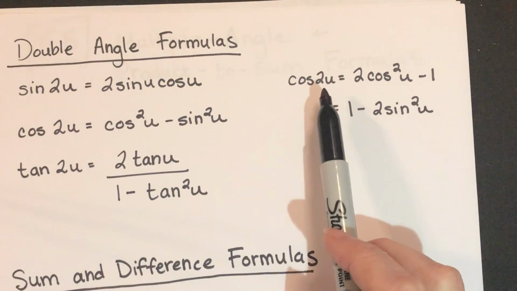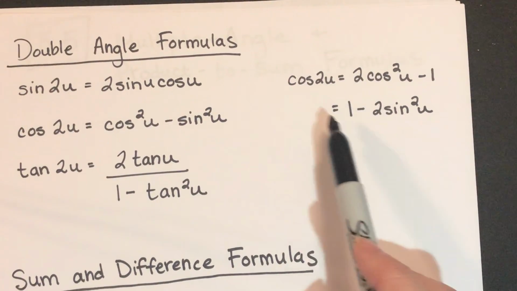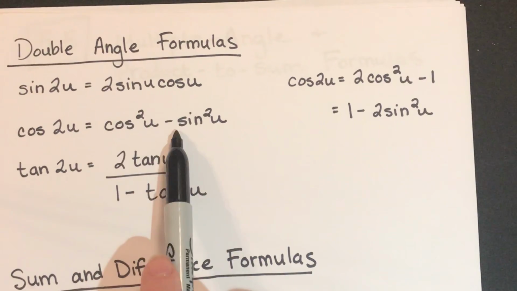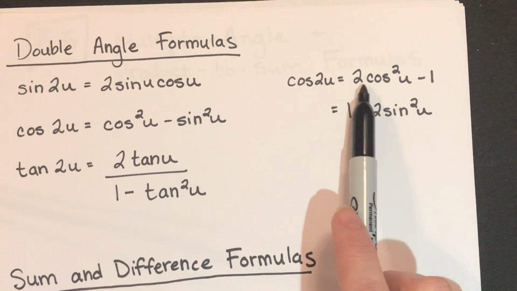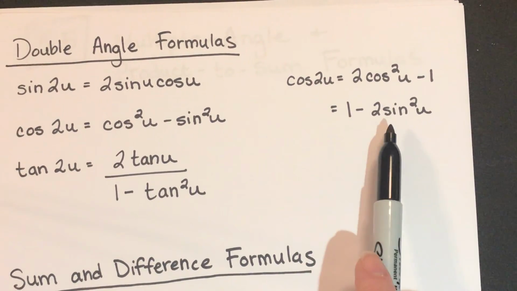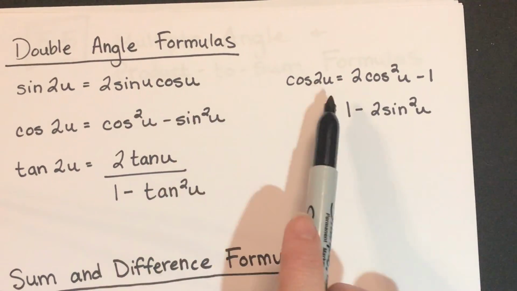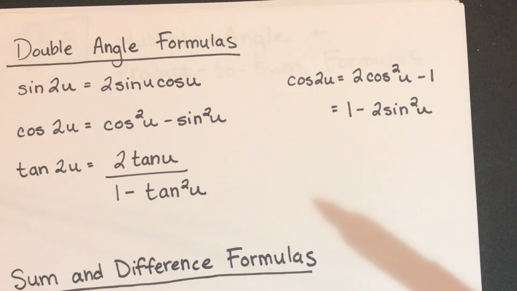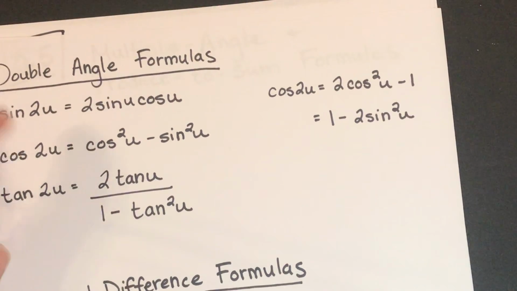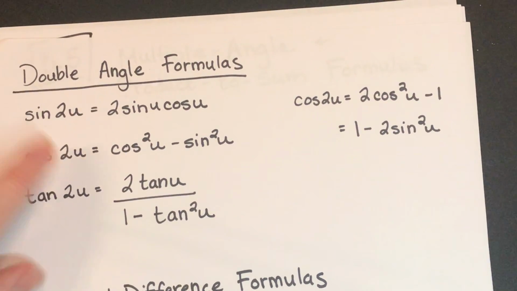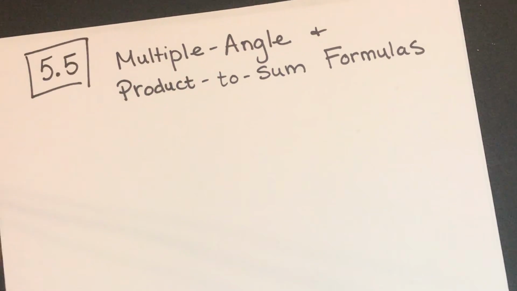Now cosine actually has a couple of extras as well. You've got this one, and then cosine 2u also equals this and this. So there are a couple of different things you could plug in if you were using the cosine of a doubled angle. We're going to try to solve an equation using these formulas, just practicing all these different kinds of formulas.